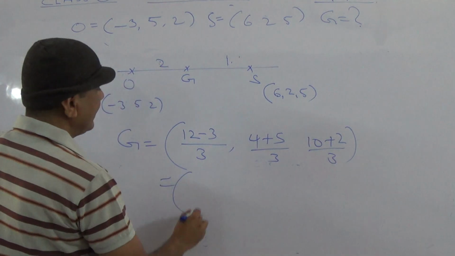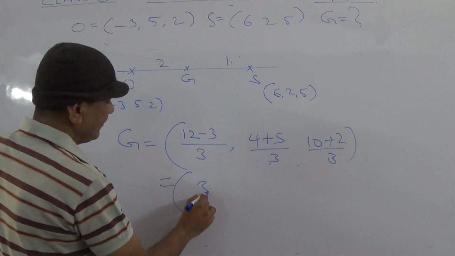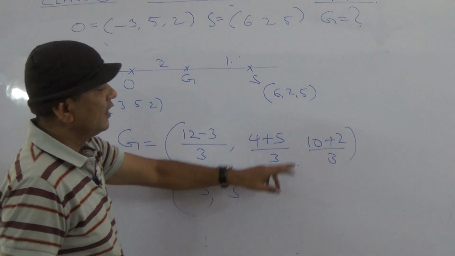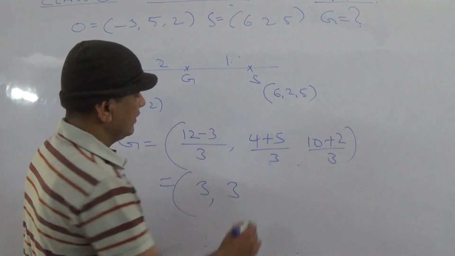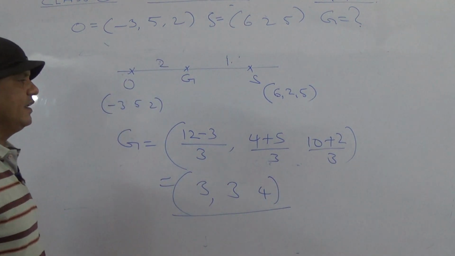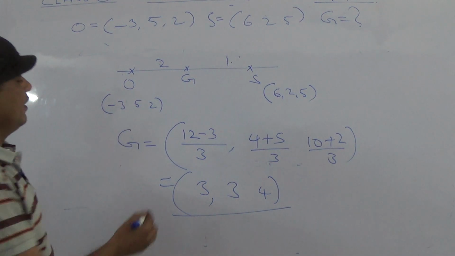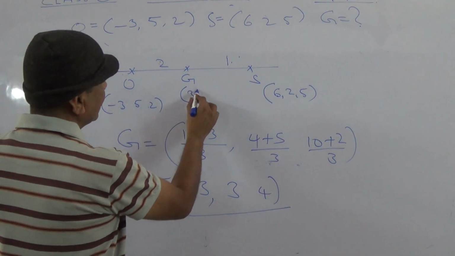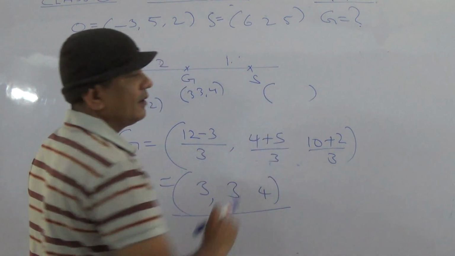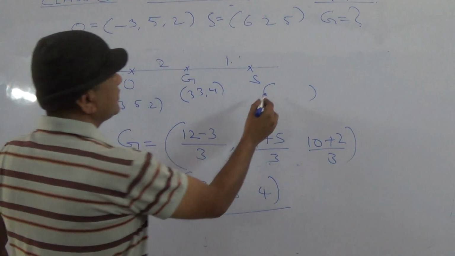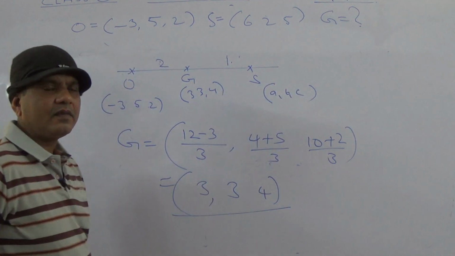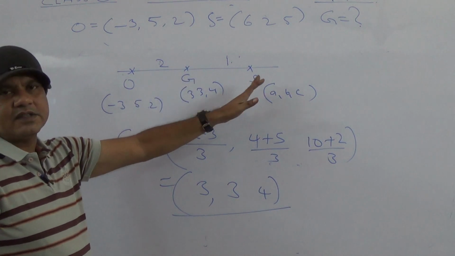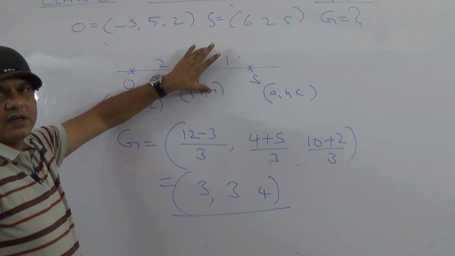Now 12 minus 3, 9 by 3, that is 3. 4 plus 5, 9 by 3, that is 3. 10 plus 2, 12 by 3, that is equal to 4. This (3, 3, 4) is the centroid of the triangle. For example, if O is equal to (-3, 5, 2) and G is equal to (3, 3, 4), then find the circumcenter. Let the circumcenter be (a, b, c). Then using the centroid formula, the section formula, we get the coordinates of the circumcenter. Okay, this is a very important concept.